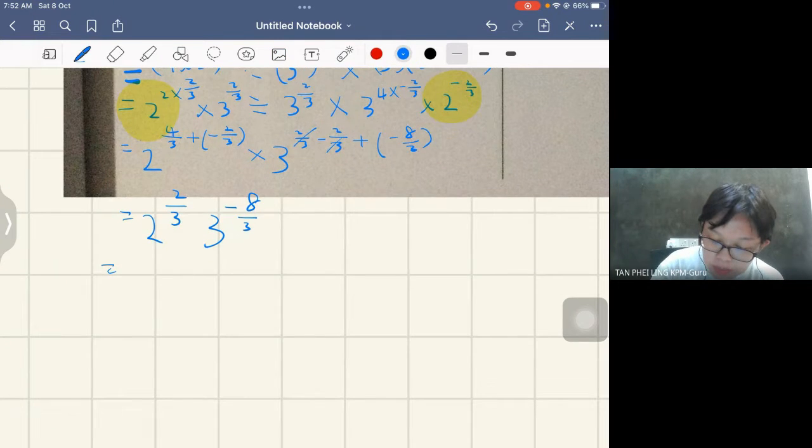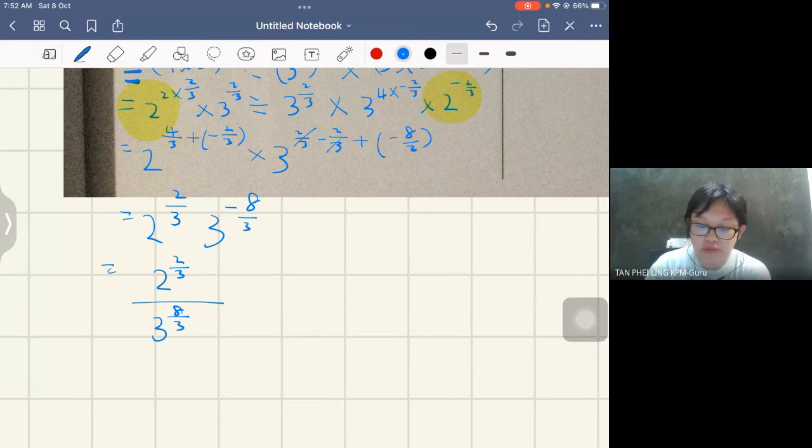So we will choose to put it like 2 and then power 2 over 3, and then we also divide by, let's say, 3 power 8 over 3, which follows back the rules that we discussed just now. One more thing to find out here is that, can you see that their powers all have 2 over 3? Which means this is not the simplified form.